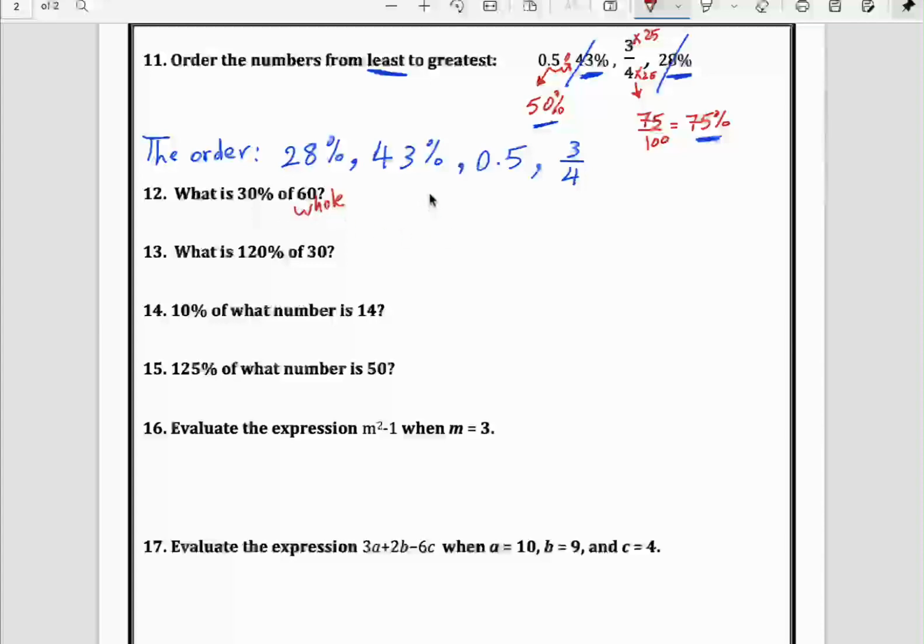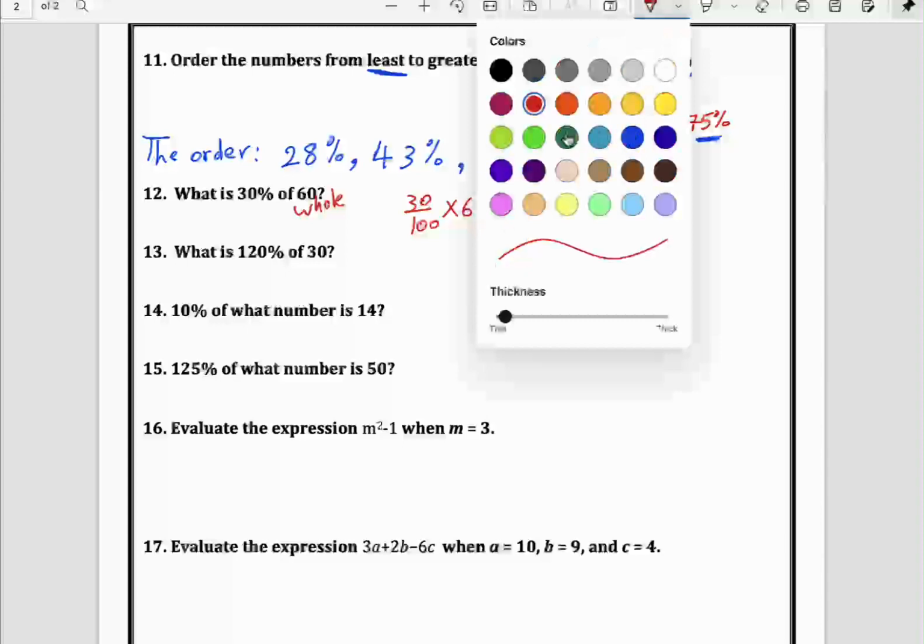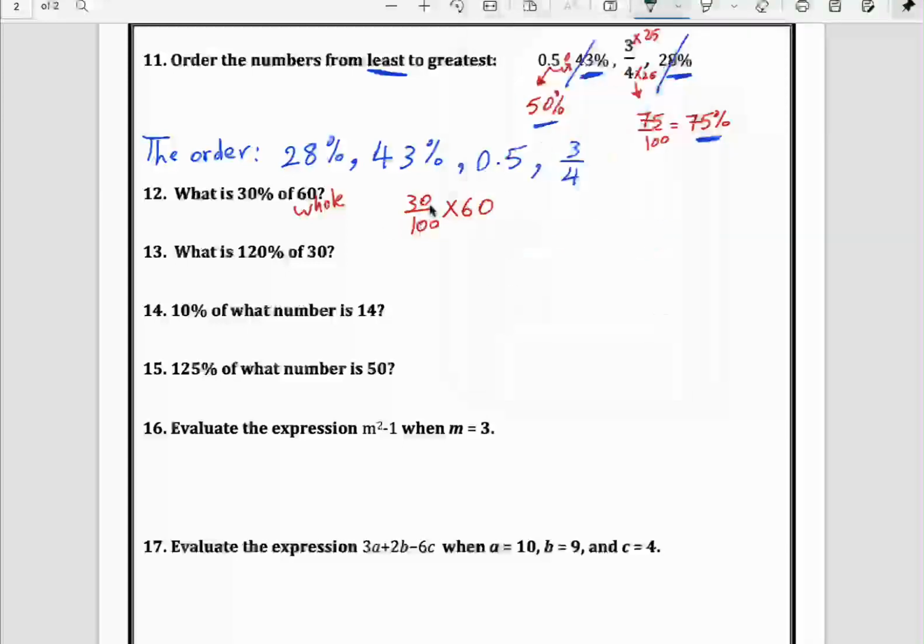And 30% is 30 over 100. So it's 30 over 100 times 60. Now simplify this. You can divide by 10. So I will remove this 0 and divide the 60 by 10. It will be 6. And divide again by 10. So I can remove this 0 and I will divide the 10 by 10. And now 3 times 6 equals 18. So this is the answer.